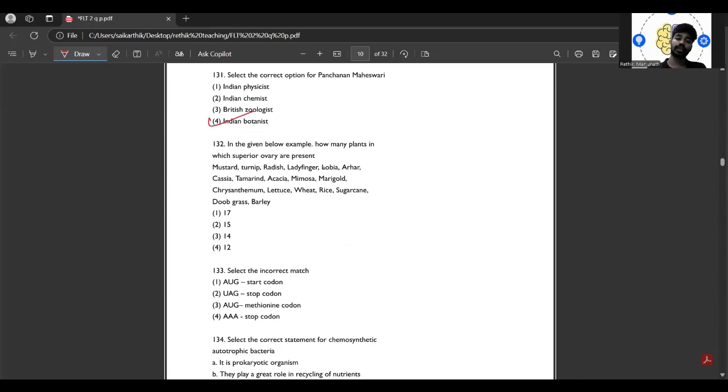Next we have 132, which says, in the given examples, which plants have a superior ovary? What will be the correct answer now? 15, right? 132. Yeah, 15. Why? See, inferior ovary, superior ovary. Superior ovary means mustard, tripsin, radish, ladyfinger, then lobia, arhar, all these things will come. So that is 15.